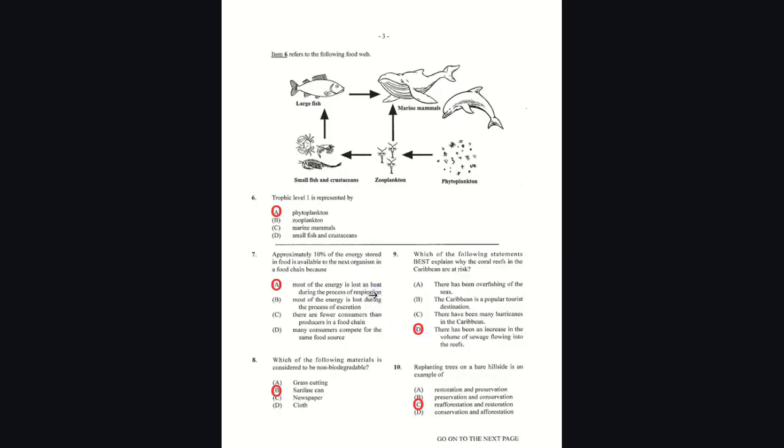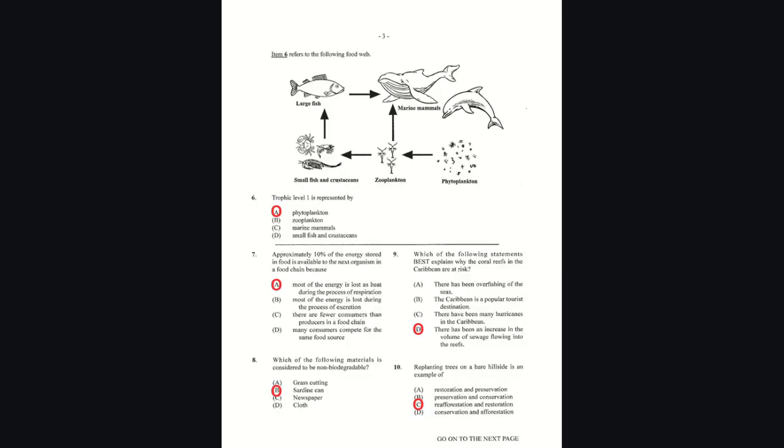Alright, number 8. Which of the following materials is considered to be non-biodegradable? So we have A, grass cuttings, B, sardine can, C, newspaper, and D, cloth. And we will select B, sardine can.